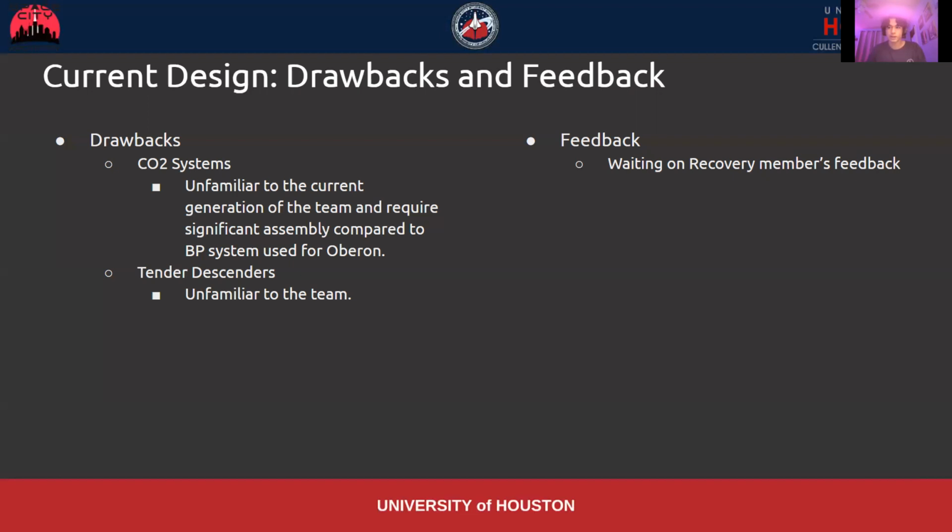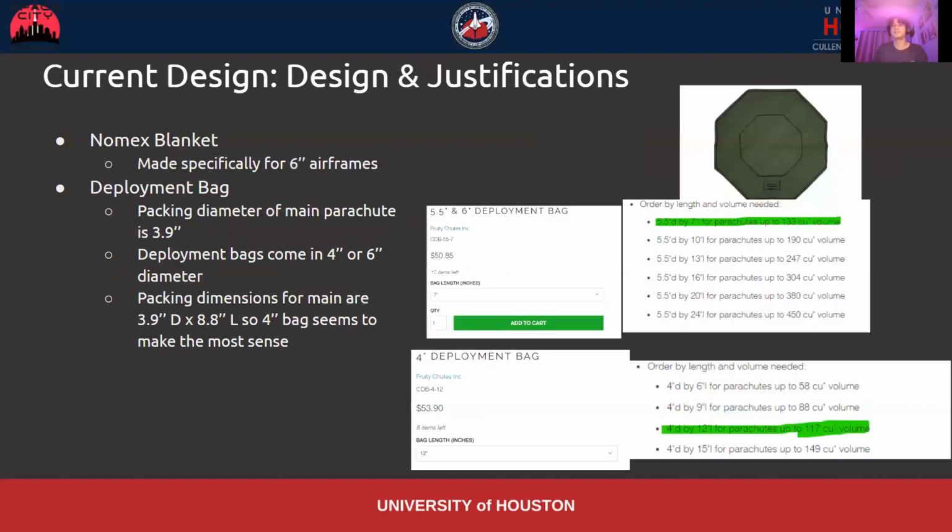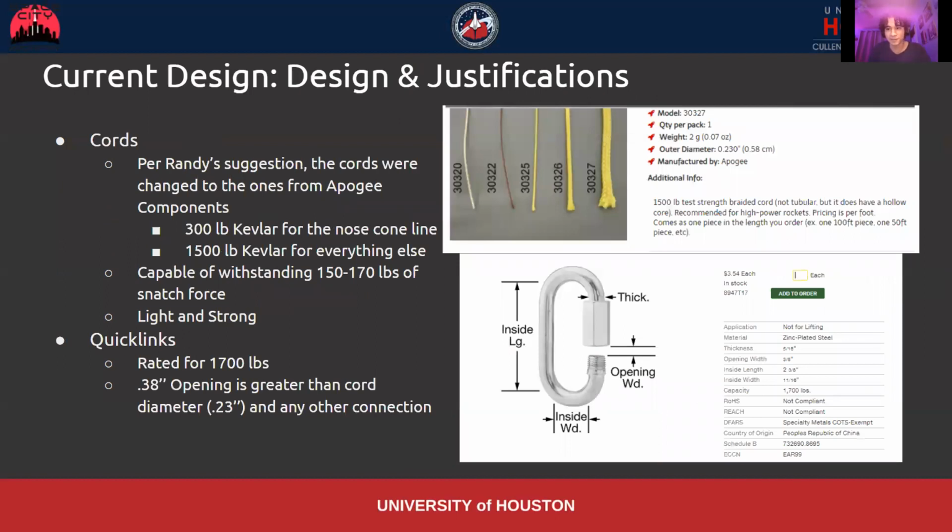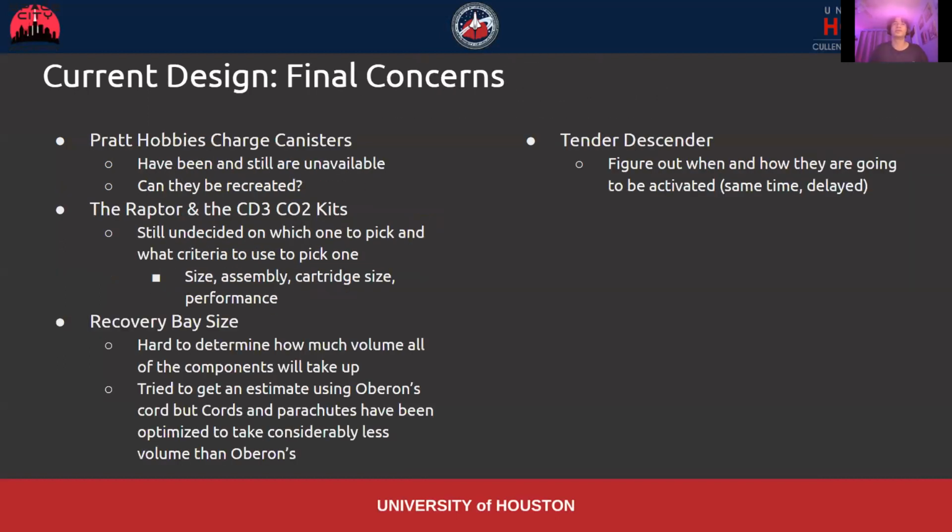And then for feedback for this design, that's you guys. That's all of you. Please, if you have any feedback about our design here, this is the moment to let me know. I hope that everybody sends me a message and at least tells me, hey, I think everything looks good and it checks out. But if you see something wrong, I think you should definitely let me know before we purchase anything.